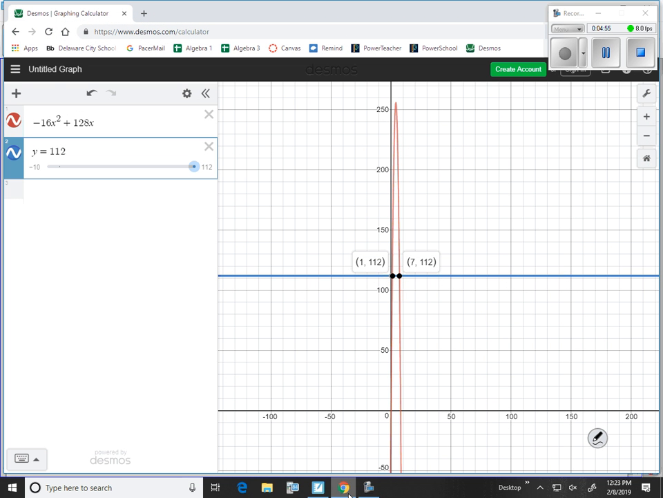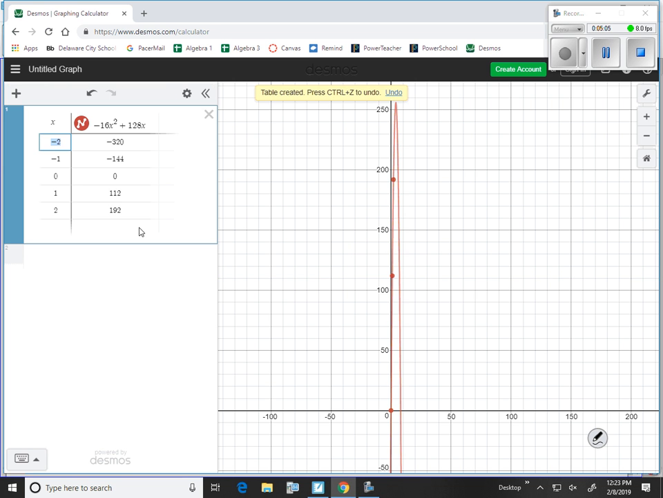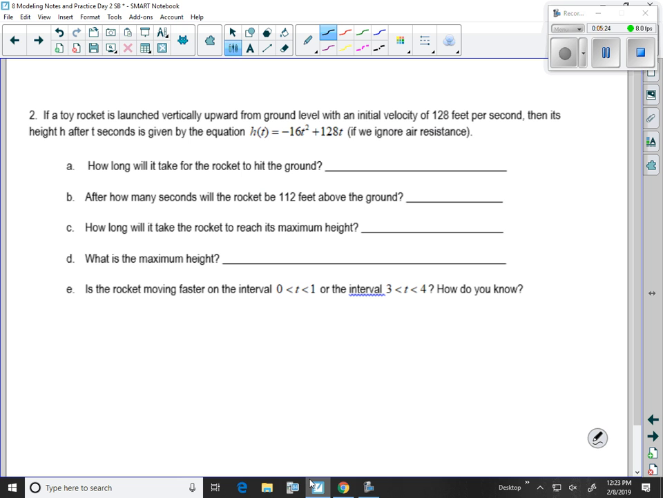Now I'm going to show you another way of doing this. You can go up here, press your wheel, press table, and it comes up 1, 112. In that one you didn't see the 7, but if you make this bigger, you could do 3, 4, 5, 6, 7, and you can see it there too. Either way, it's totally fine. Questions so far? This was 8 seconds. Any other questions?